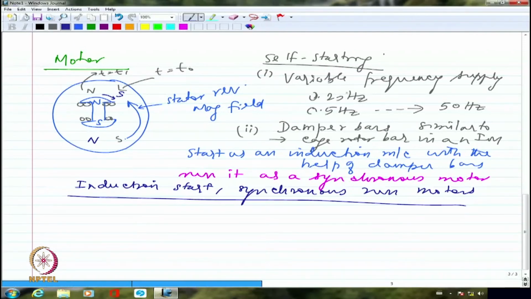Now let us go a little bit into the winding structure, because we never talked about winding structure in the case of the induction machine as well. I'm talking about armature winding.